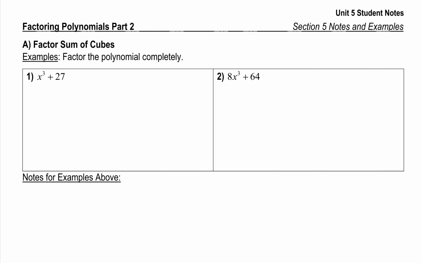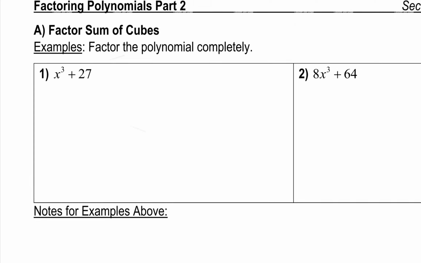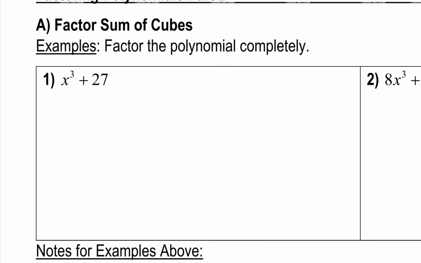Unit 5, Section 5, Notes. This is Factoring Polynomials, Part 2. Another short section. So, first one is factor sum of cubes.